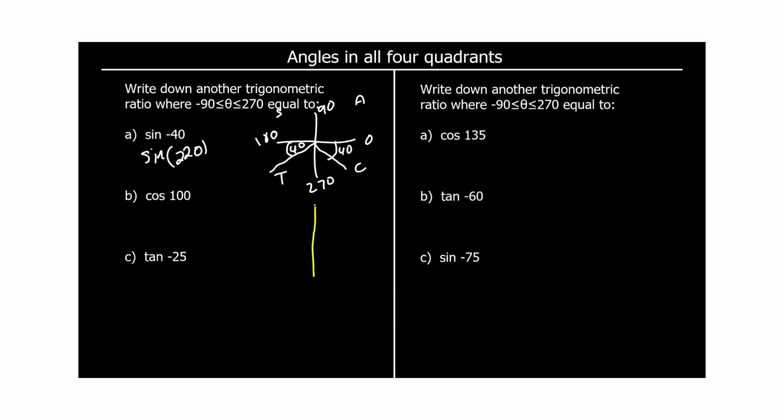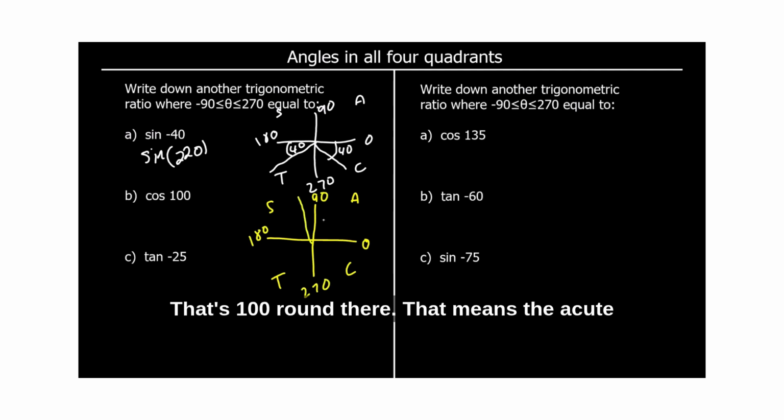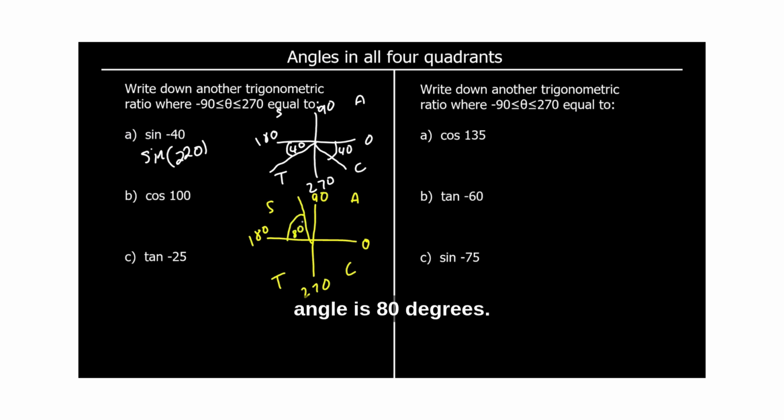Cos 100. So 100 degrees. That's past 90, so it's 100 round there. That means the acute angle is 80 degrees. Cos is negative between 90 and 180. It's negative again between 180 and 270. So 180 plus 80 is 260.